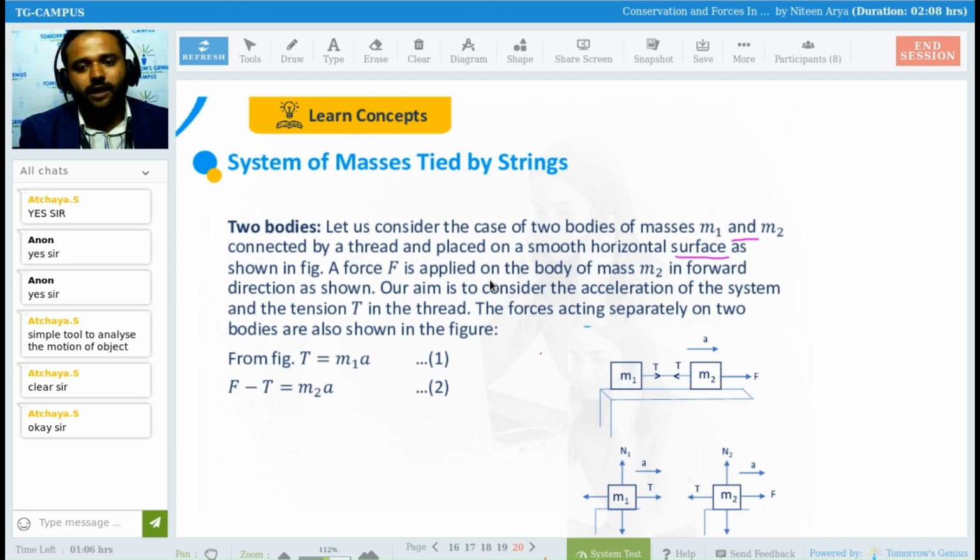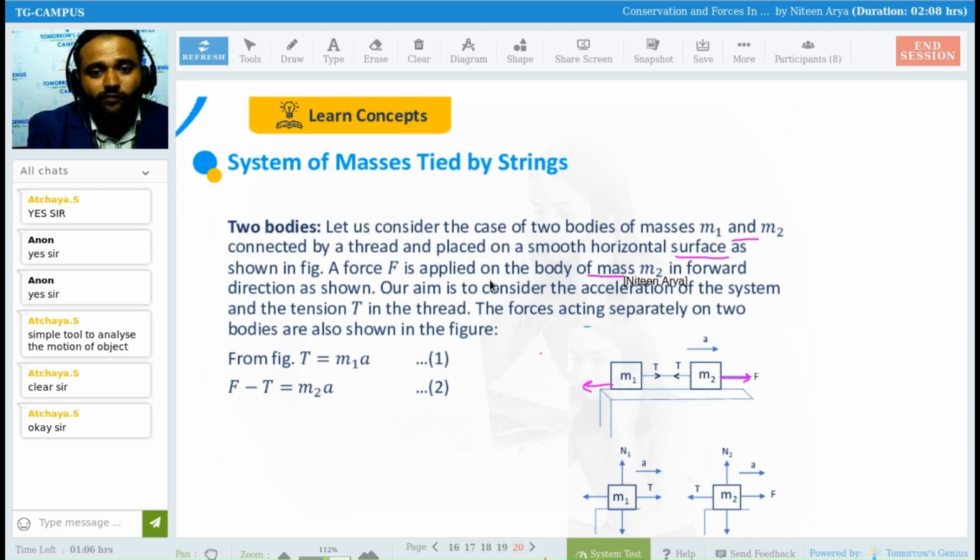So what is happening? They are connected with this string, and we apply a force in this particular direction, and they are placed on a smooth surface. Smooth surface means there is no frictional force, because it is a smooth surface. There is an assumption, obviously, that even a smoother surface would have some friction force, but still we assume none, as shown in this figure.